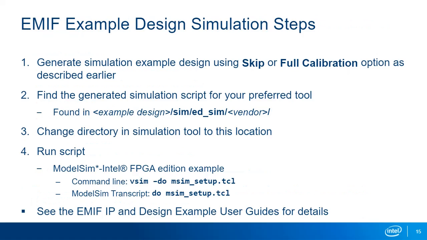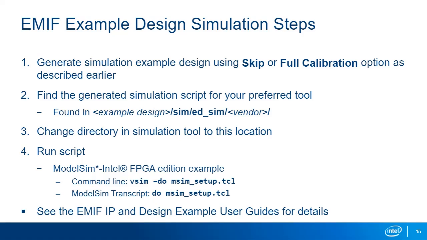With that in mind, here are the basic steps for performing a simulation on an external memory interface. First, from your existing design, generate the simulation example design, choosing either to skip interface calibration or to simulate the full calibration process. If you want to use TG2 instead of the original traffic generator to drive traffic on the interface for the simulation, remember to disable the option to bypass the default traffic pattern, as discussed earlier.